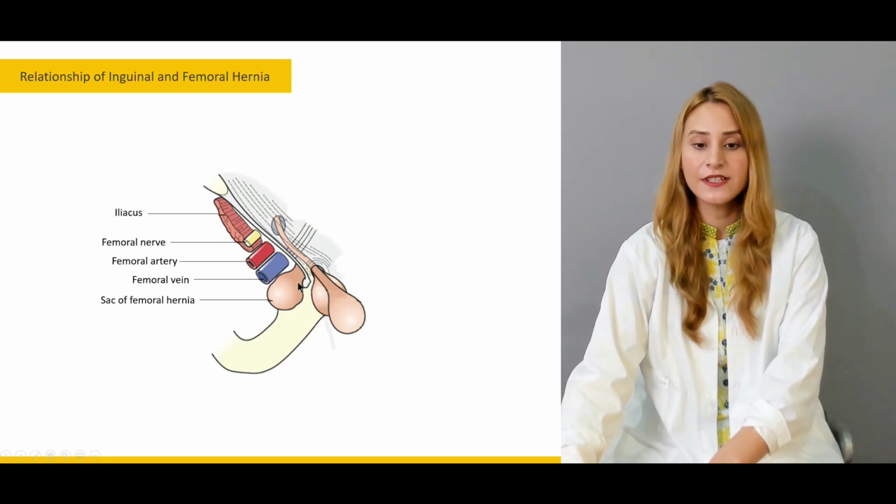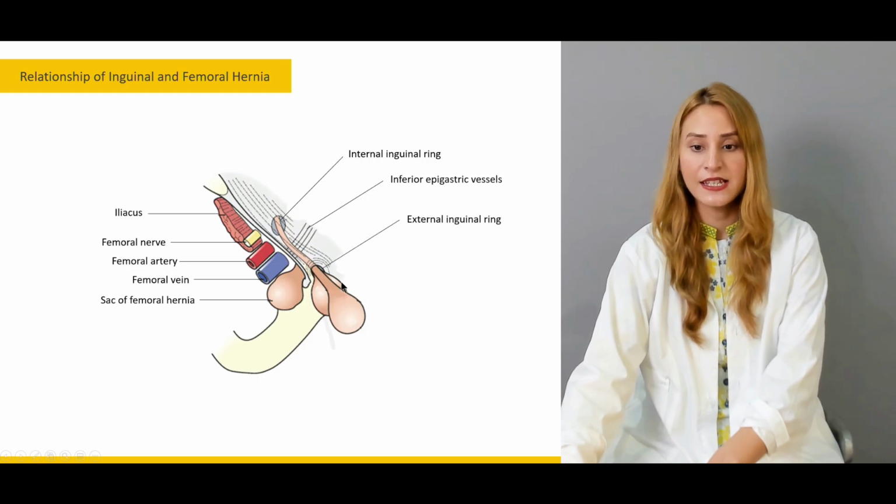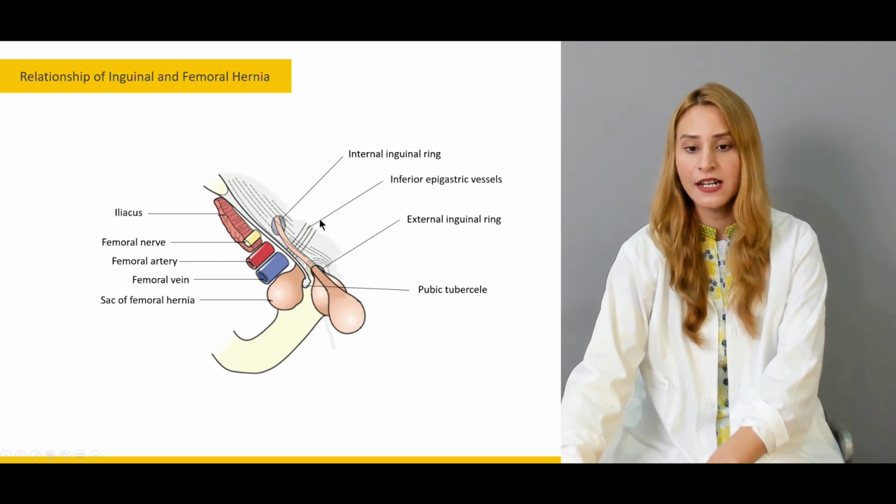So you can see here, this is medial to this pubic tubercle, and this is the deep inguinal ring. These are the inferior epigastric vessels, and this is the superficial or external inguinal ring. Here is the pubic tubercle. So the inguinal hernia is lateral and above to this. Inguinal hernia is above and lateral to the pubic tubercle, and femoral hernia is below and medial to the pubic tubercle.